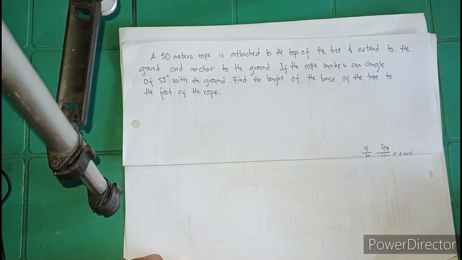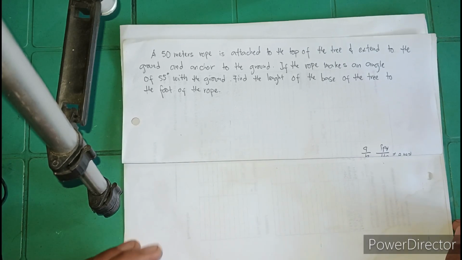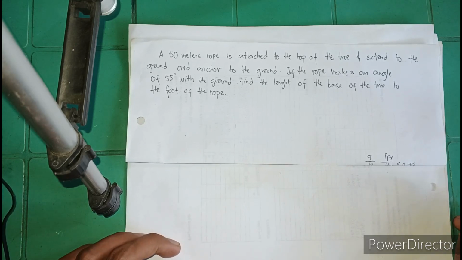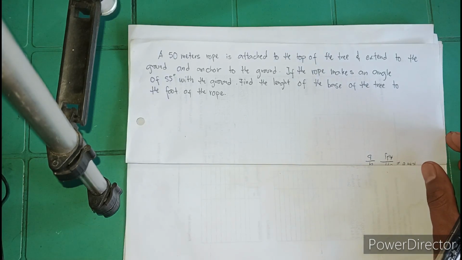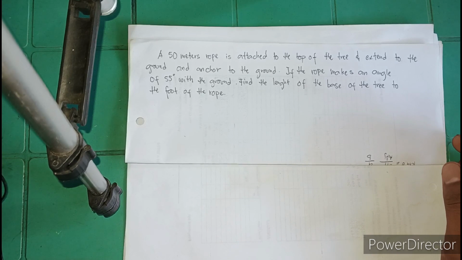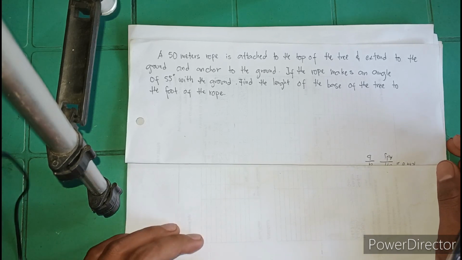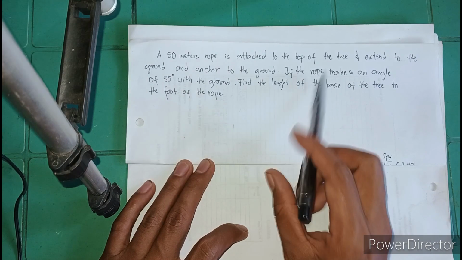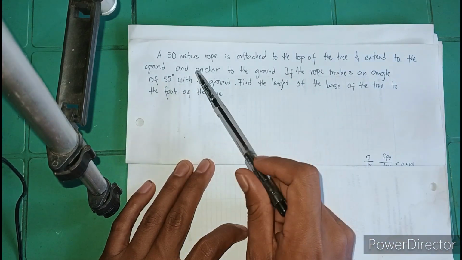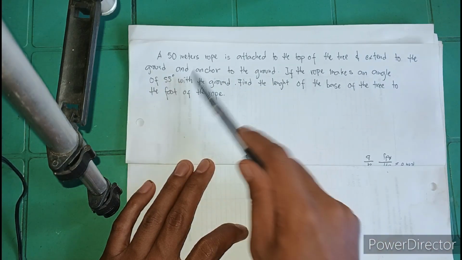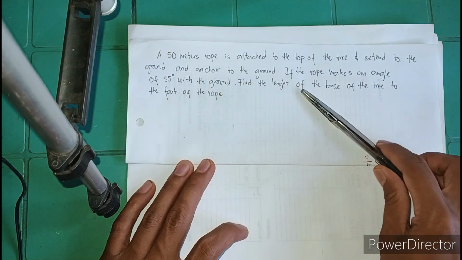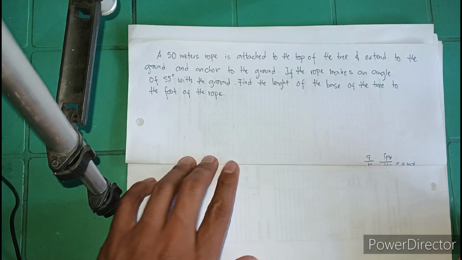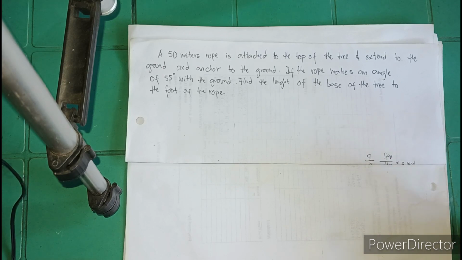For today's video, we are going to solve a real life problem involving a right triangle. We have here an example: a 50 meter rope is attached to the top of a tree and extends to the ground, anchored to the ground. If the rope makes an angle of 55 degrees with the ground, find the length of the base of the tree to the foot of the rope.